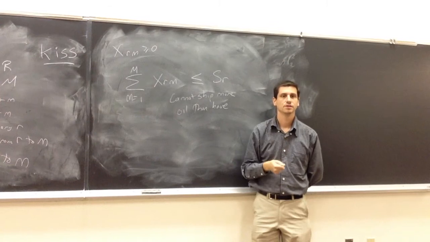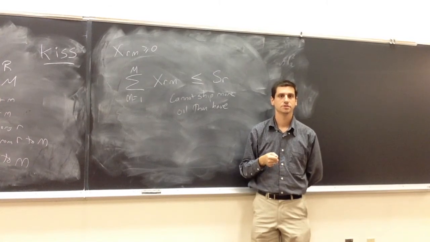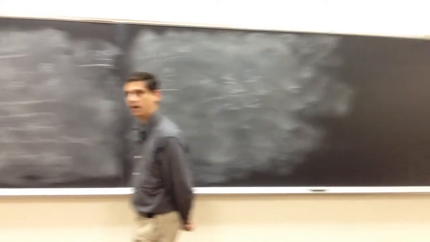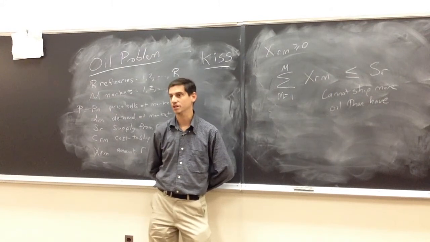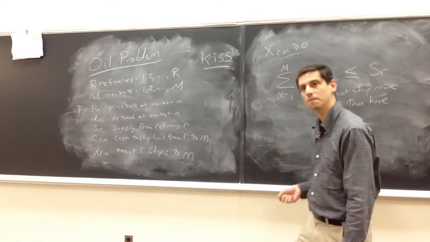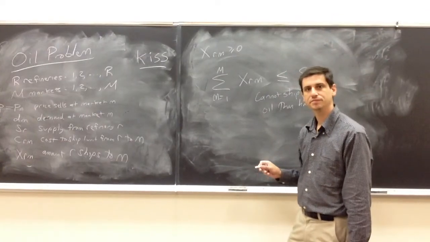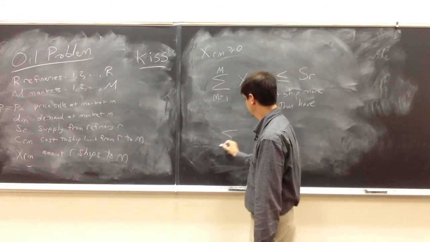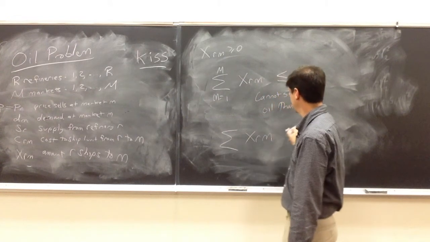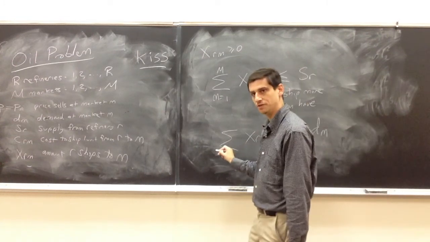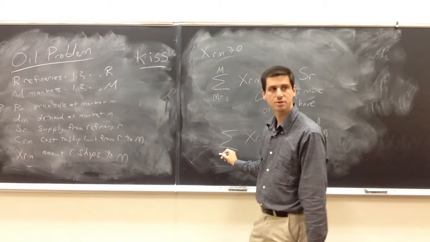Yes. Do we care if all the markets get oil? Yes. So this then becomes very interesting. Depending on your costs, you might be willing to screw certain markets, especially if you don't have enough oil for everyone. But for now, we will assume everybody has to get all their oil. So what constraint would that be? So the sum of XRM has to be greater than or equal to the demand. And what are we going to sum over? We're going to sum over R.